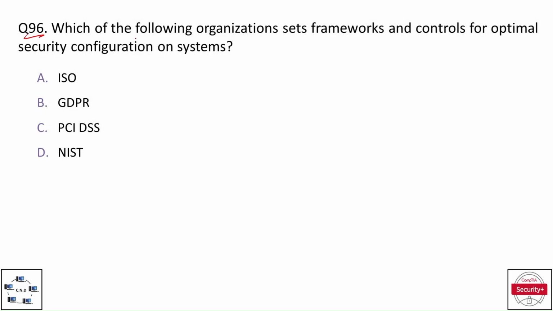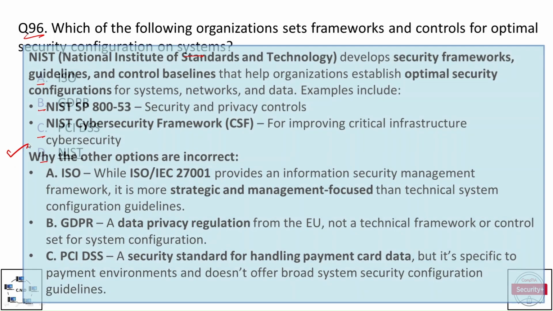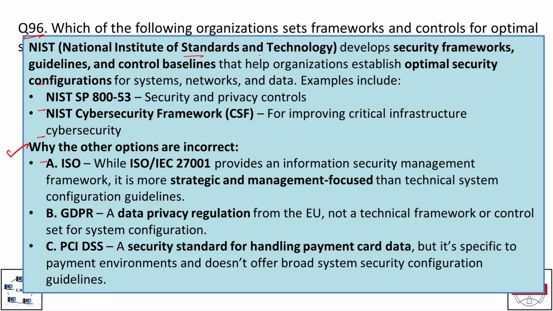Question number 96. Which of the following organizations sets frameworks and controls for uptime, security, organization, and systems? And the options are option A, ISO, option B, GDPR, option C, PCI DSS, and option D, NIST. And the correct option is option D, NIST. So NIST, that is National Institute of Standards and Technology, develops security frameworks, guidelines, and control baselines that help organizations establish optimal security configurations for systems, networks, and data.